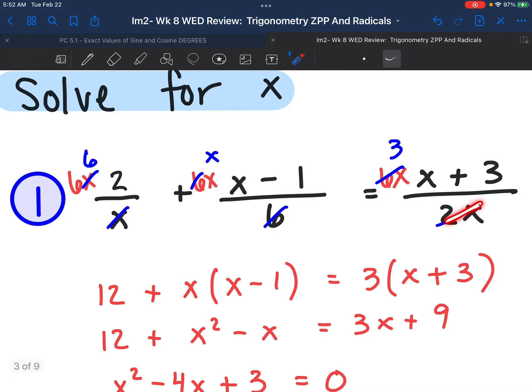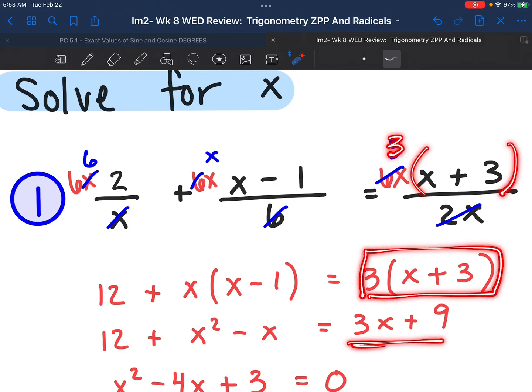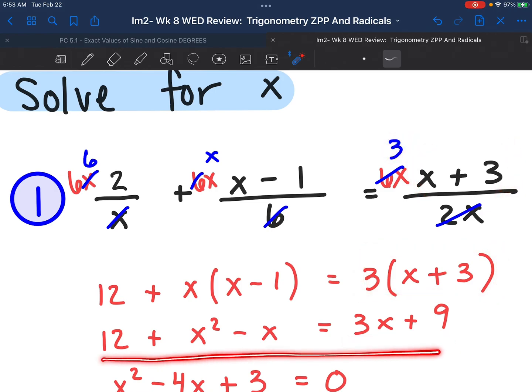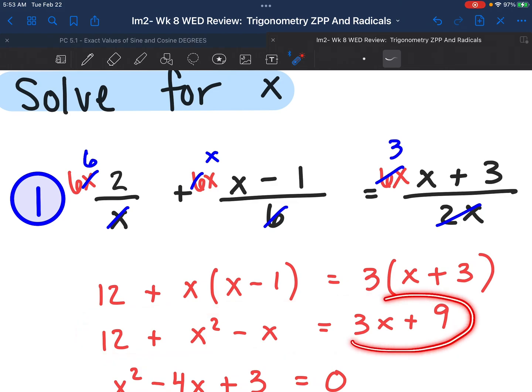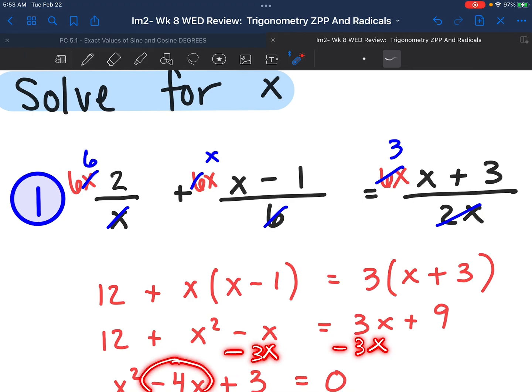And the third one, 2x will cancel into the 6x, leaving me with a 3 to be distributed across x plus 3. So I should have 3x plus 9. Okay. So once you get to this step, notice I have the x squared on the left side of the equation. So I need to move the 3x and the 9 to this side and get all of the terms in order to factor. So I need to subtract 3x from both sides. That will give me the negative 4x. And I need to subtract 9, giving me the plus 3.